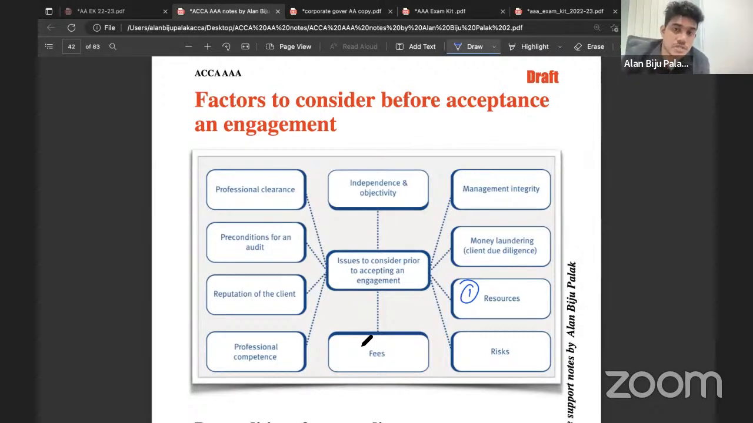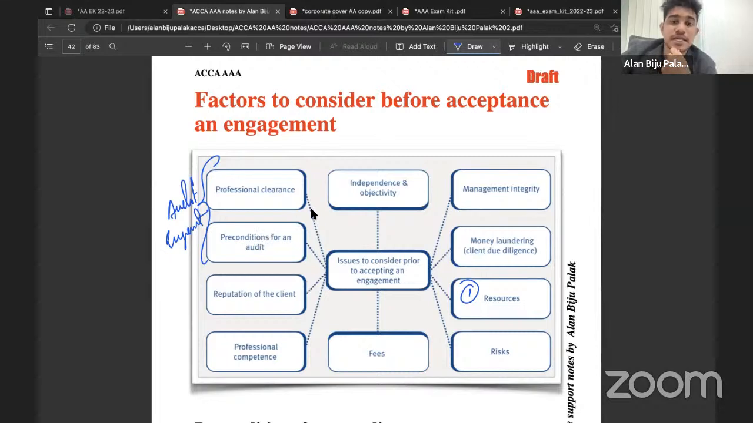And when it comes to professional clearance, the auditor should consider whether he will be able to communicate with the prior year auditor. And if the prior year auditor's communication permission is provided by the client, then only the auditor should accept the engagement. But always make sure that these 2 points should be specified only if it is an audit engagement. In case of a PFI engagement, it is not required to check the preconditions as well as professional clearance. You should consider these 2 points only in terms of audit engagement.